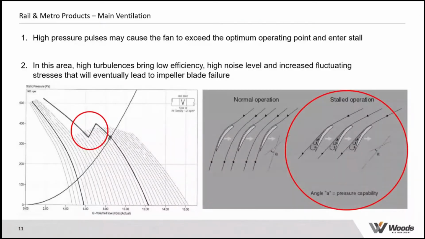Now, to understand what that means, we need to have a bit of an understanding about the performance curve of a fan and how axial flow fans operate. What I'm showing here on the left-hand side is a fairly typical characteristic for an axial flow fan. We've got volume across the bottom, pressure up the side. This solid black line here represents the system curve.